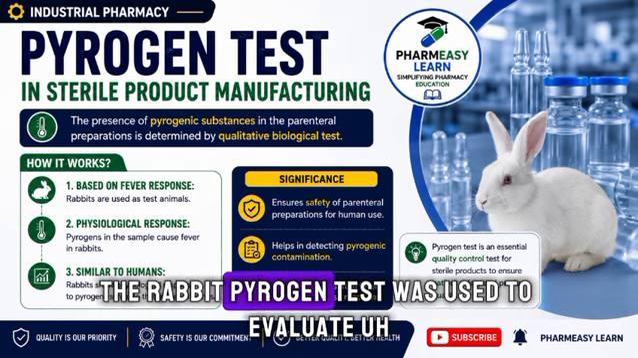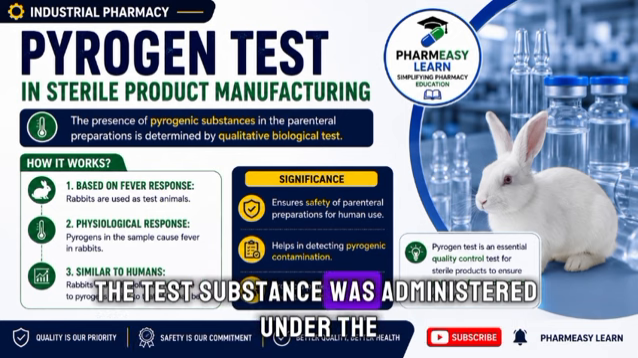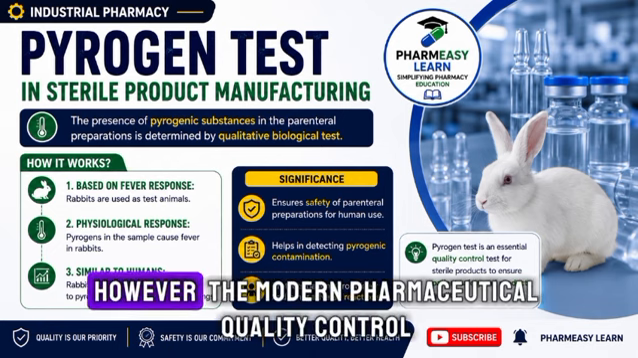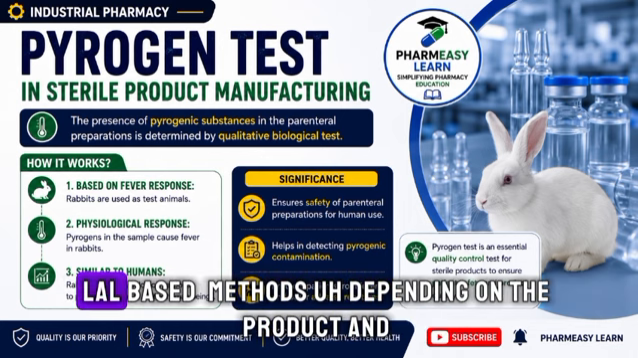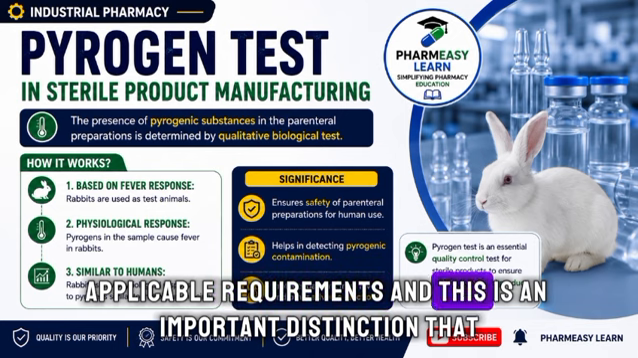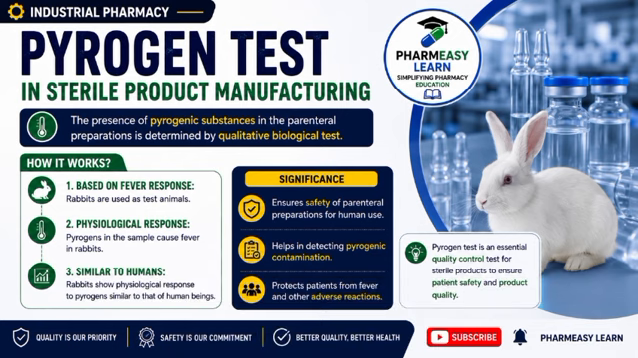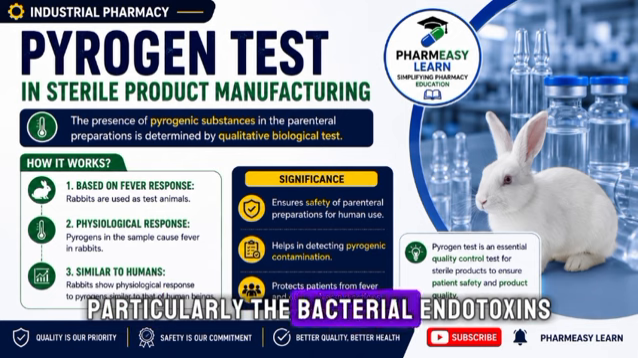Traditionally, the rabbit pyrogen test was used to evaluate whether a product could produce a temperature rise in rabbits or not. The test substance was administered under controlled conditions and the animal body temperatures were monitored. However, modern pharmaceutical quality control also uses bacterial endotoxin testing, including suitable LAL based methods depending on the product and applicable requirements. And this is an important distinction: sterility testing is concerned with viable microorganisms, whereas pyrogen or endotoxin testing evaluates fever-causing contamination, particularly bacterial endotoxins.